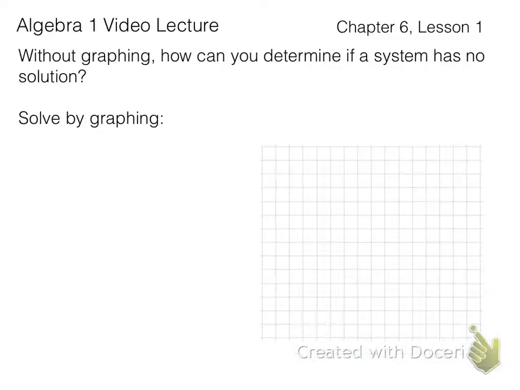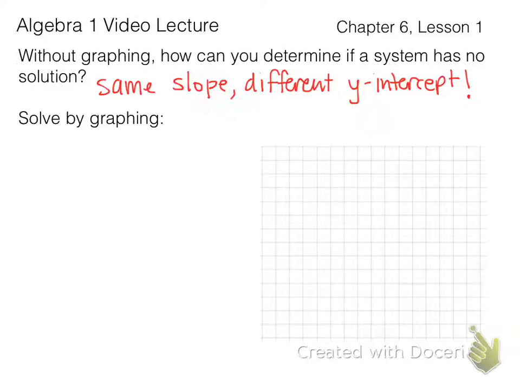All right, so let's talk about the other situation. What can you determine without graphing if there's no solution? Same slope, different y-intercept means they're parallel, which means no solution. There we go, no solution.